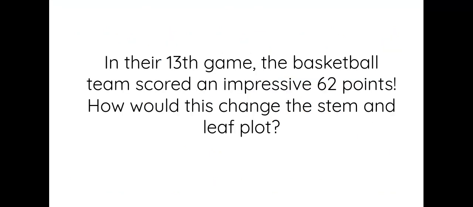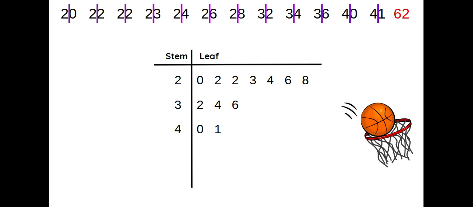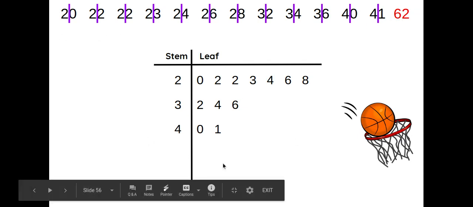Now, pretend that in their 13th game, the basketball team scored an impressive 62 points. How would this change the stem and leaf plot? So we're going to look at the stem and leaf plot that we already created, and I added a 62. We already created the stem and leaf plot with all of this data, so it looks the same, except I just added the 62 on the end.